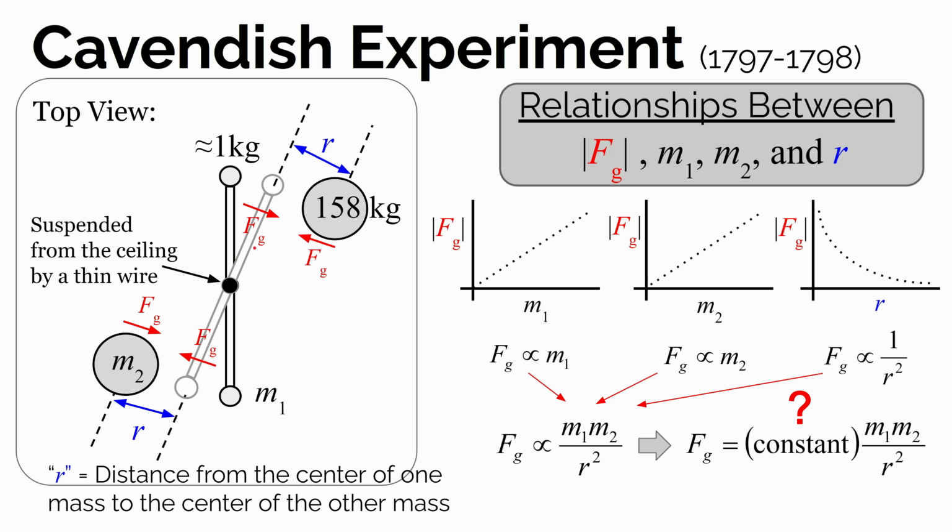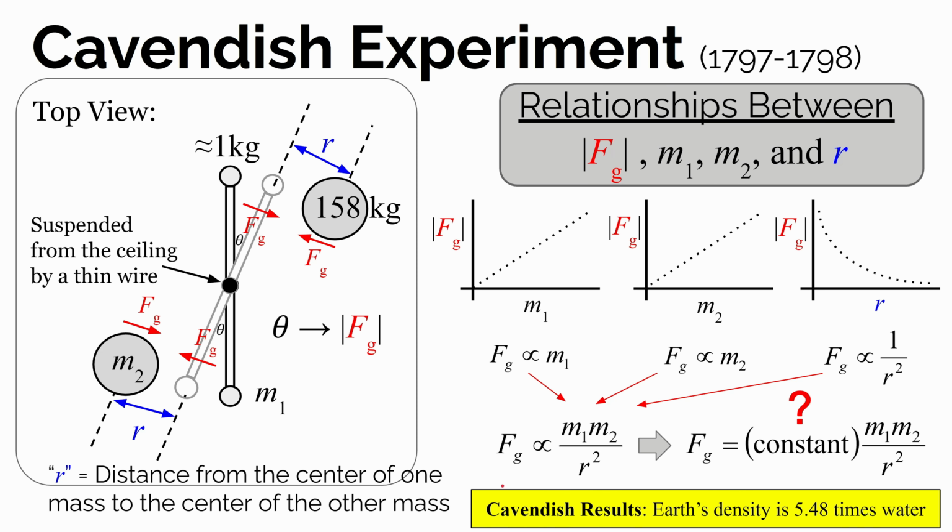This wire would twist, and at some point it would stop twisting because the twisted wire would push back. So it was balancing out the gravitational attraction between these two masses. And the angle through which this twisted allowed Henry Cavendish to calculate the size of the attraction between these two masses. So when Cavendish performed this experiment, he actually used the results just to calculate the density of the Earth compared to the density of water. And if you know the Earth's density and you know its size, you can figure out what its mass is.